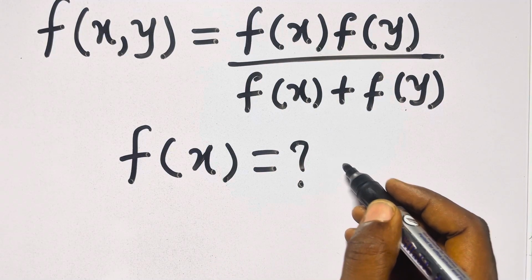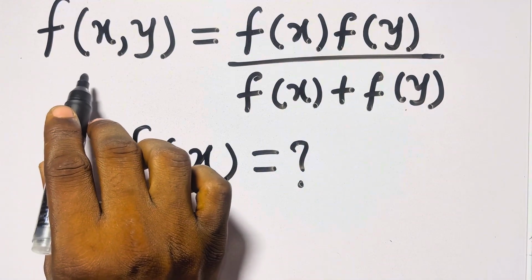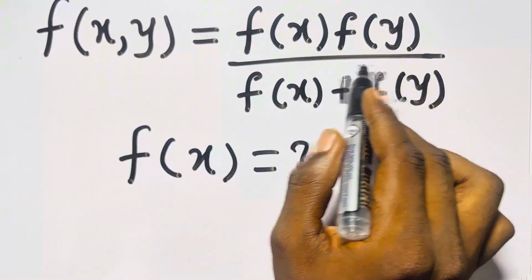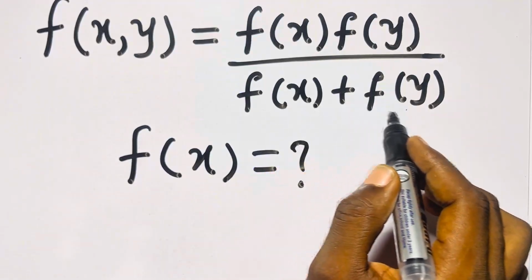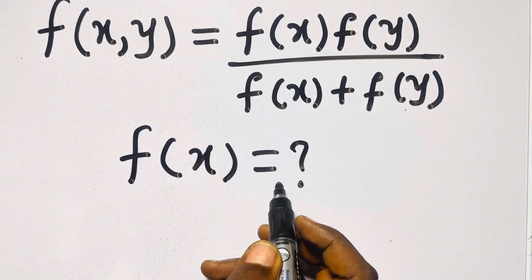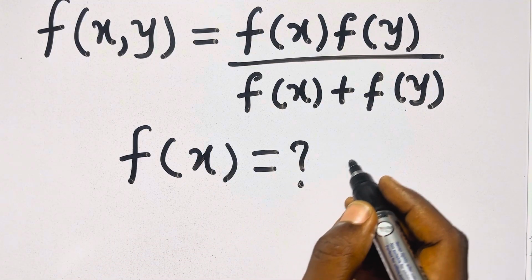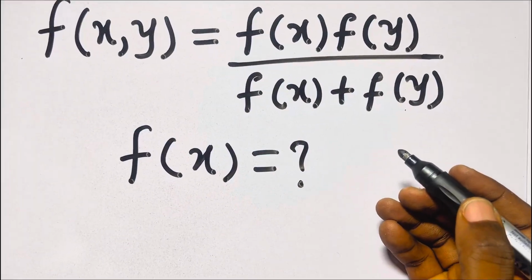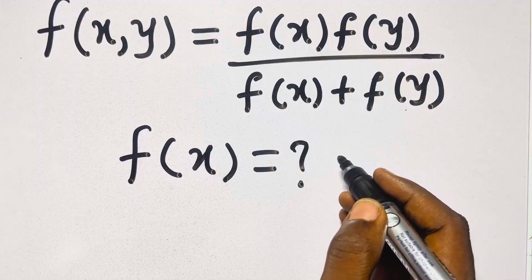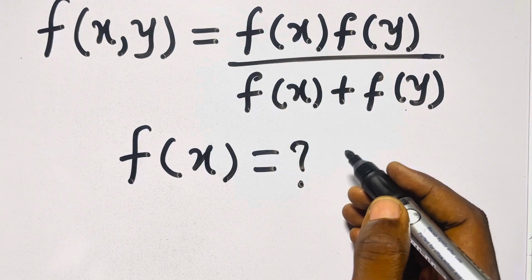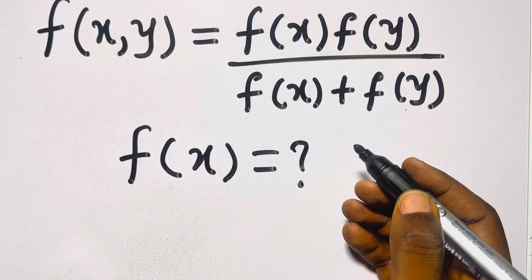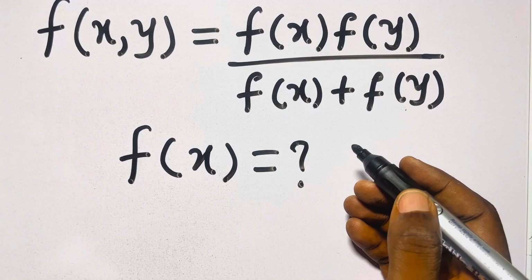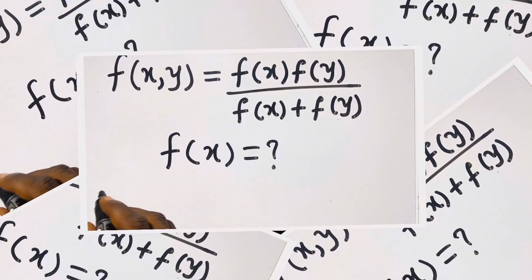So I want to look at this harmonic function challenge: given f of x comma y equals f of x multiplied by f of y divided by f of x plus f of y. We are asked to find f of x. This particular mathematical function looks like resistors in parallel, and you see that it also looks like the harmonic mean. This kind of curiosity makes you ask what kind of function behaves like this? The answer is simpler, and we are going to be proving that.